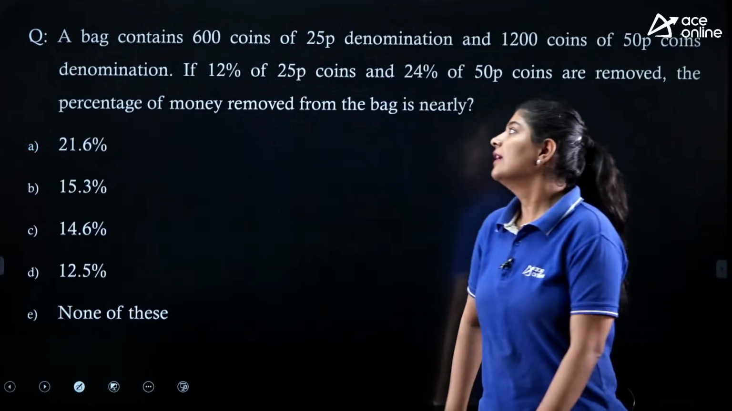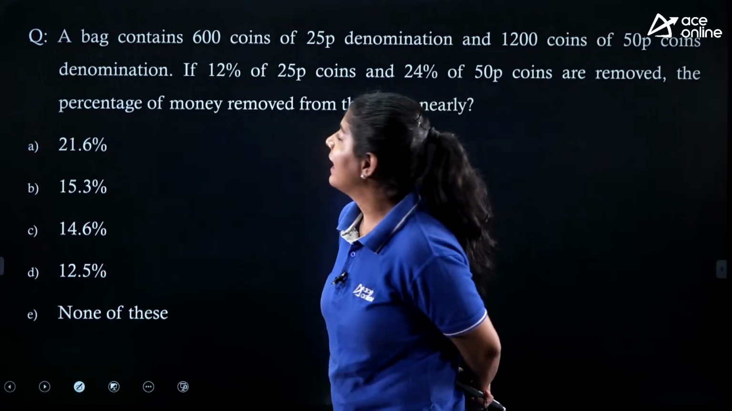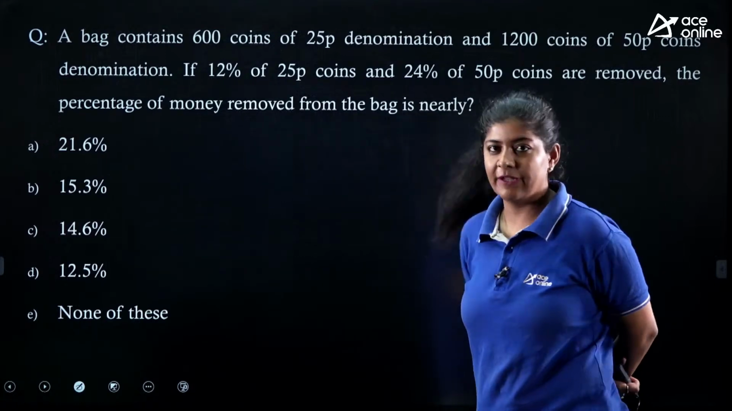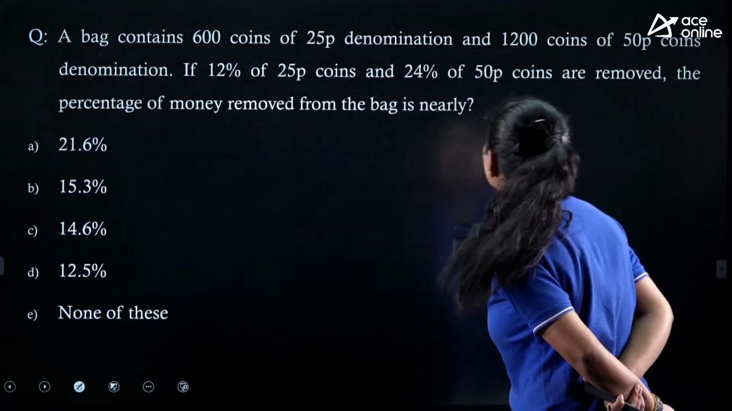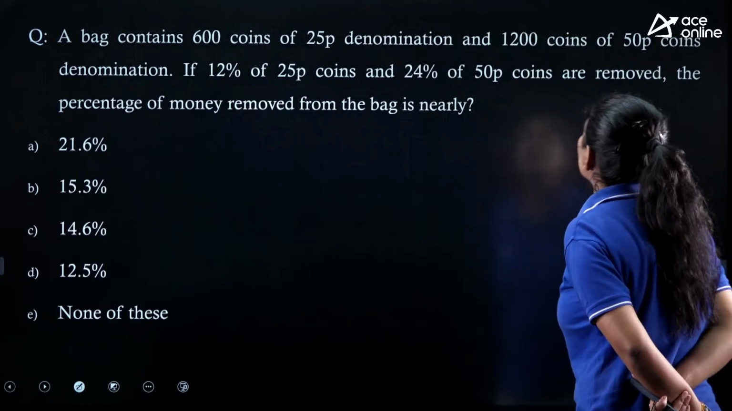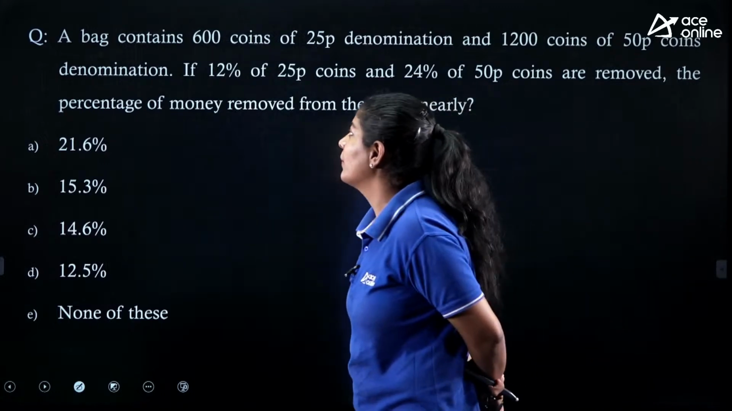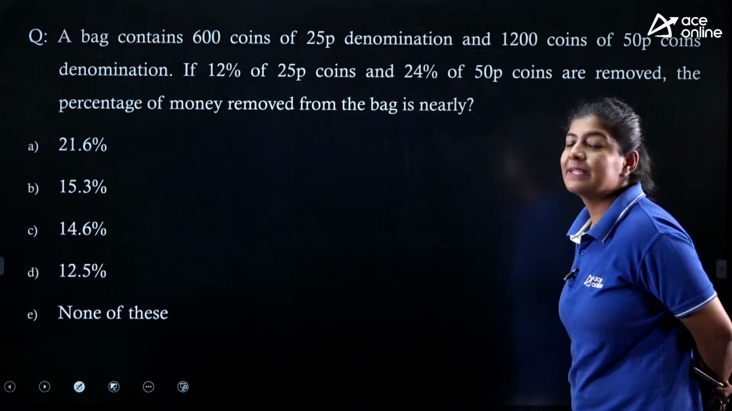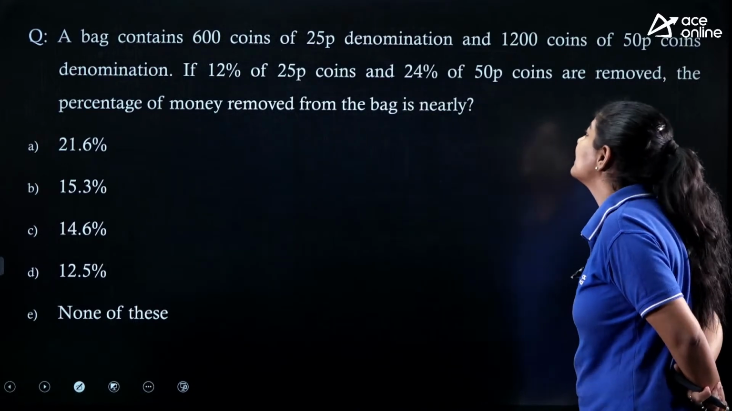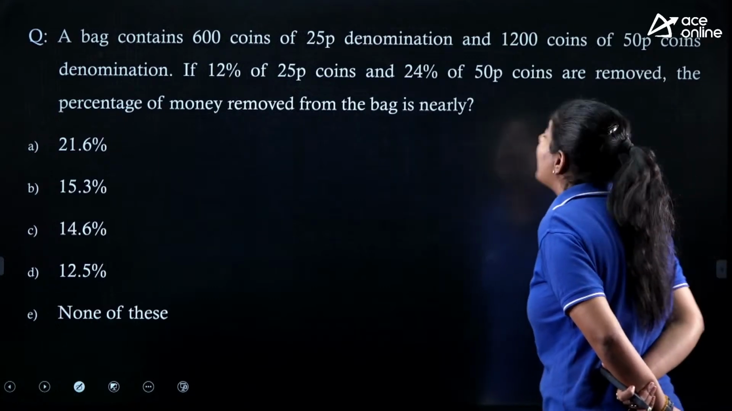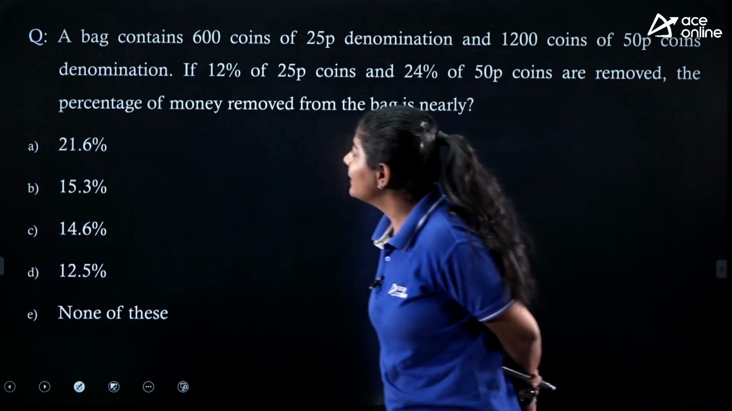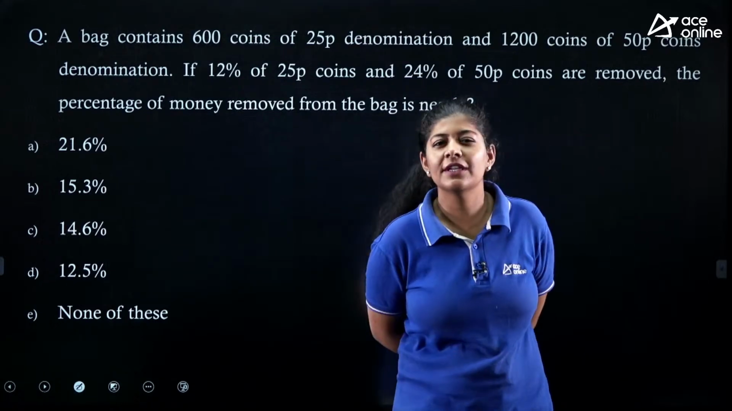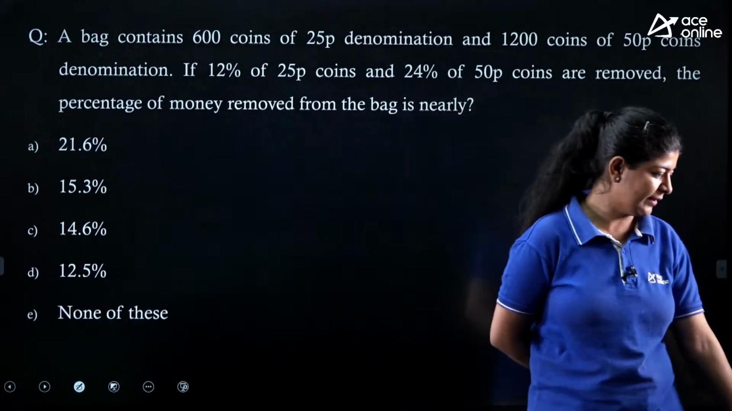Next. The next question says that a bag contains 600 coins of 25 paisa denomination and 1200 coins of 50 paisa denomination. If 12% of 25 paisa coins and 24% of 50 paisa coins are removed, the percentage of money removed from the bag is nearly, we need to calculate the approximate value here.